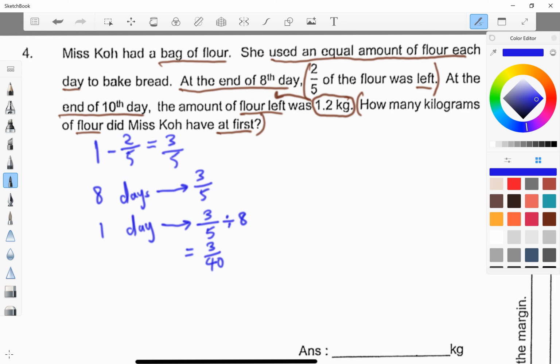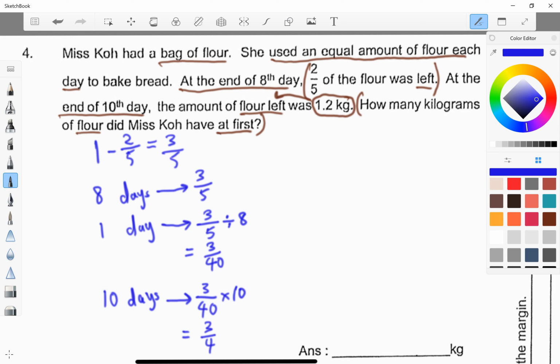So the next step I have to find out is how much flour was used at the end of 10th day. So 1 day, 3 out of 40, 10 days, this will be 3 out of 40 multiplied by 10. And when I key this into the calculator, I will be in for a surprise. It will just be 3/4.